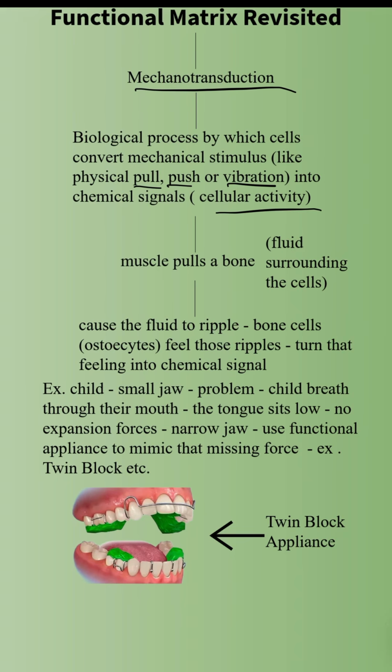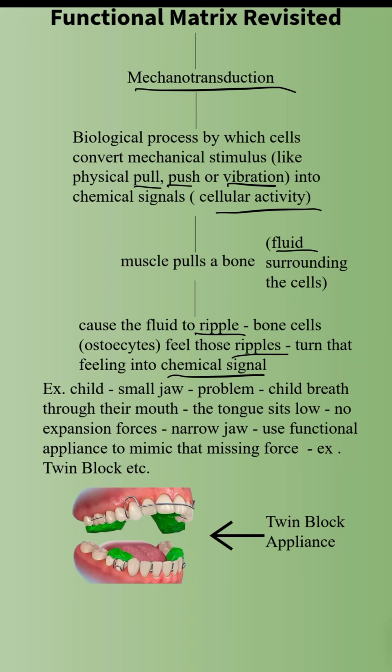Bone has a fluid which surrounds the cells of the bone, like osteocytes. So when muscle pulls the bone, this causes the fluid to ripple, and bone cells, which are osteocytes, feel those ripples and turn that feeling into chemical signals.